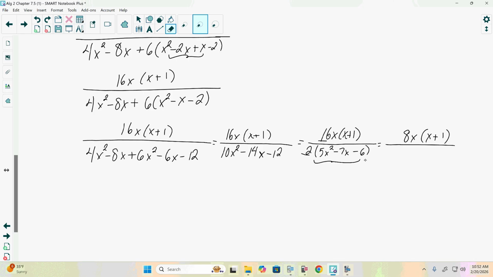And this denominator will factor, because since our 6 is negative, our signs are opposite. We'd have 5x and x, 3 and 2. And that would be the final answer.